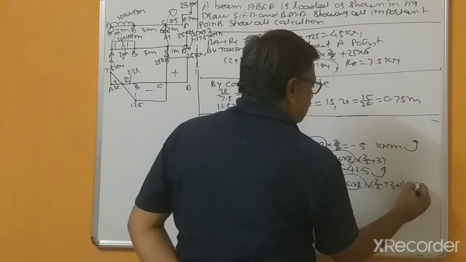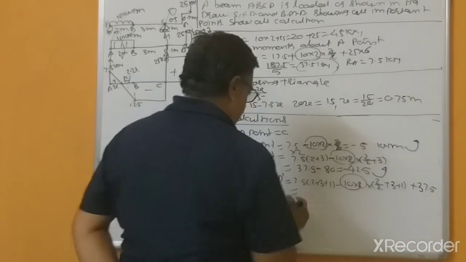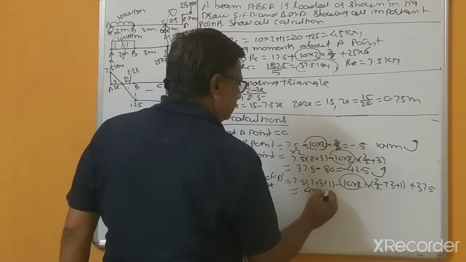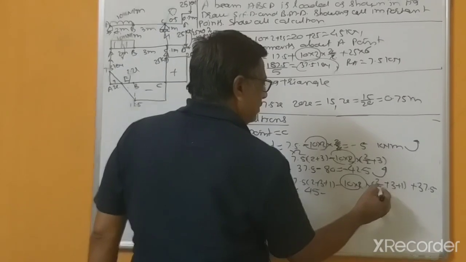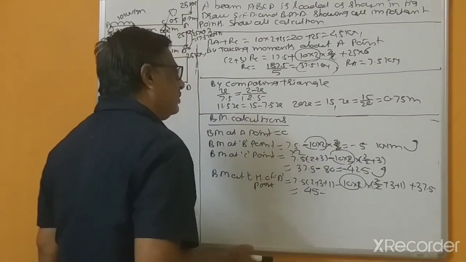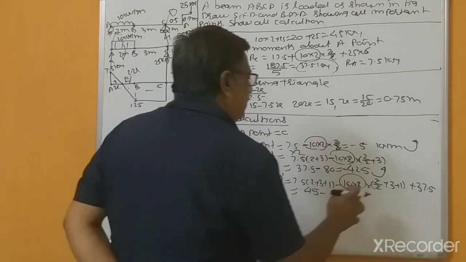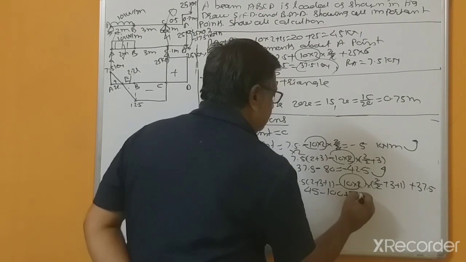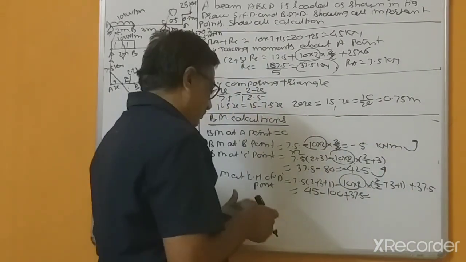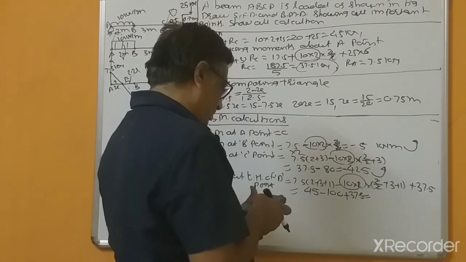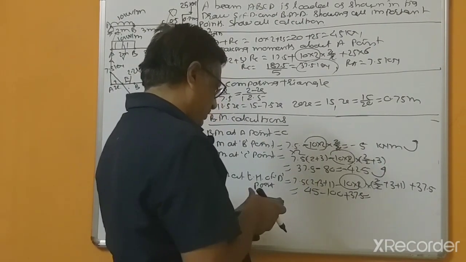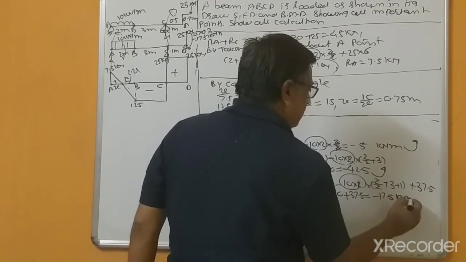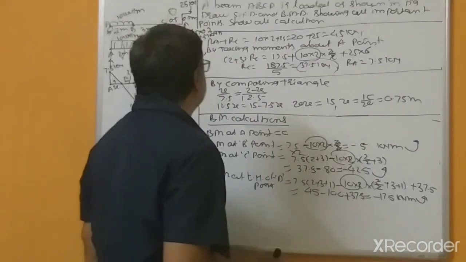37.5 plus 37.5 kilonewton. This is 6, 45, this is 100 plus 37.5 plus 45 minus 100, 17.5 kilonewton meter. Again this is anti-clockwise.